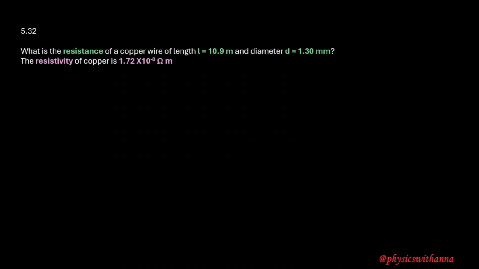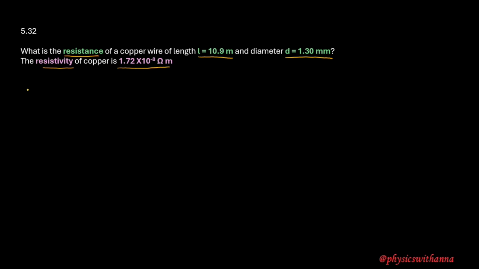In this video, we are going to discuss how to calculate resistance of a wire using the relationship between resistivity and resistance. Question 5.32. What is the resistance of a copper wire of length L equals 10.9 meter and diameter D equals 1.30 millimeter? The resistivity of copper is 1.72 times 10 to the power negative 8 ohm meter.